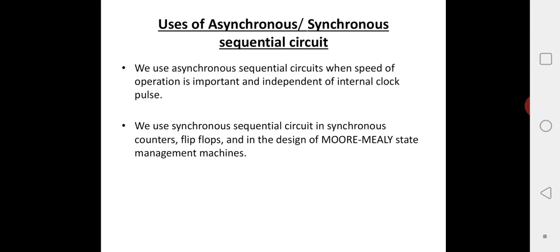Uses of synchronous and asynchronous sequential circuits. We use an asynchronous sequential circuit when speed of operation is important and independent of internal clock pulse. It means when we need a faster operation and we don't have to use the clock pulse, then we go for an asynchronous circuit. We use a synchronous sequential circuit in a synchronous counter, flip-flops, and in the design of Mealy-Moore state machines.